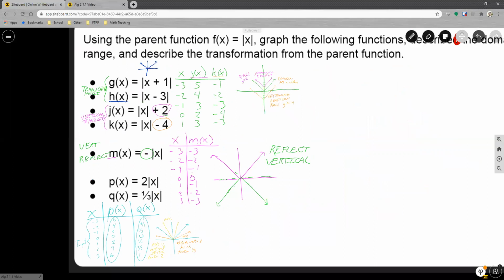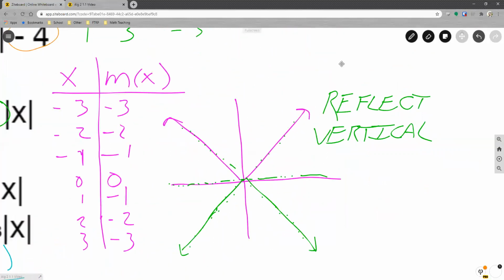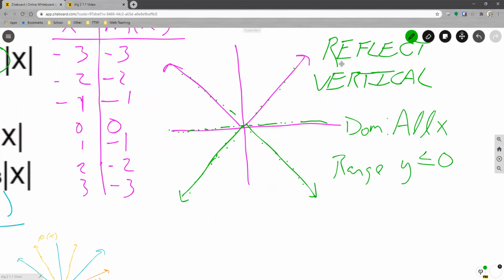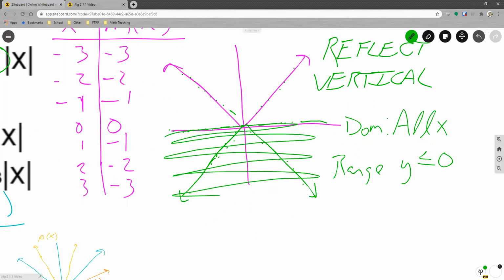Oh, and I forgot domain and range on both of these. We talk about the domain on the reflection one really quick. Domain is still all real values of x. So all x. The range is all y values that are less than or equal to 0, because the function is now pointing downwards on the reflection. All my y values are in the bottom half of my graph, which means they're all negative values.